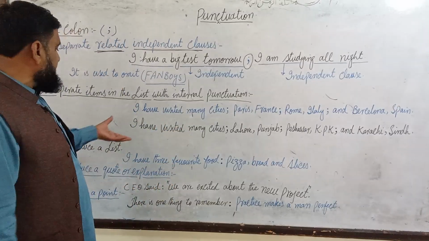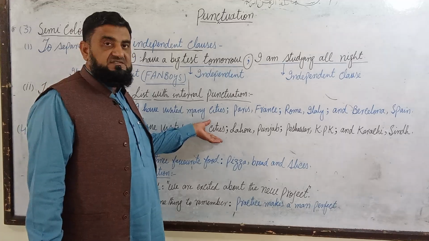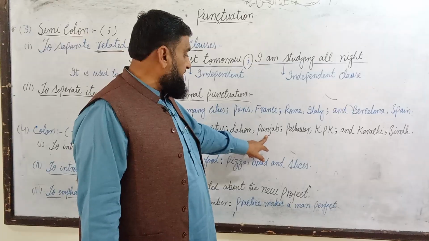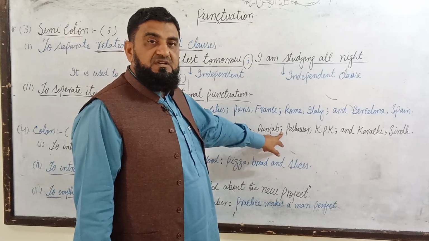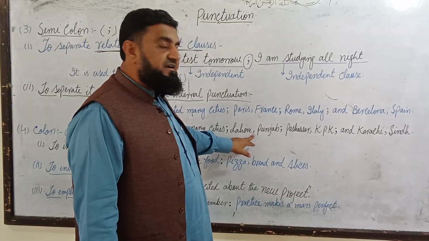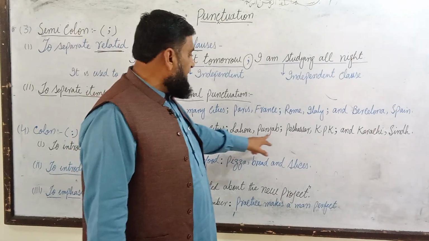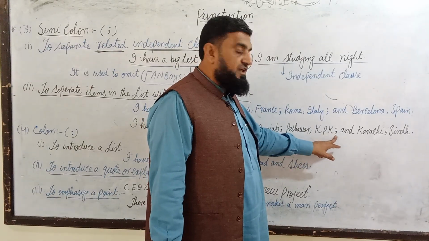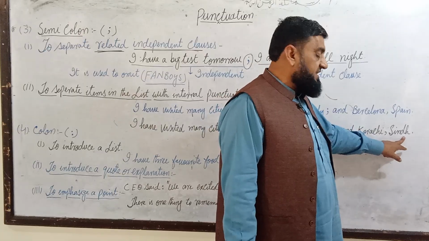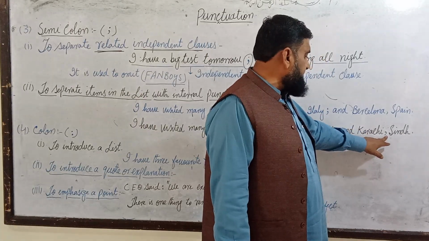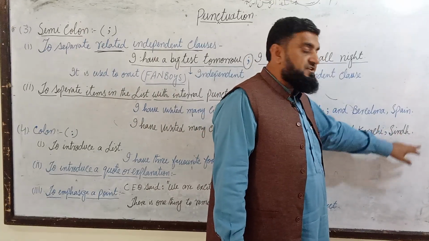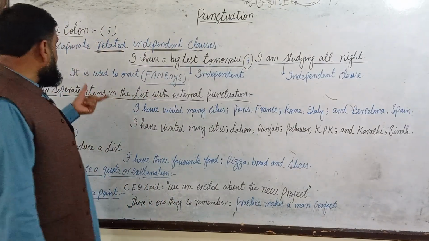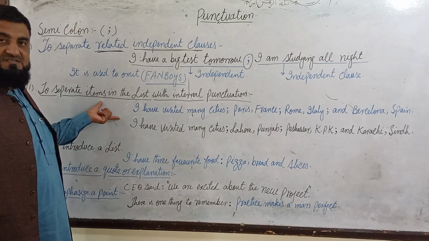The same is the case when there are provinces and the name of the city. I have visited many cities: Lahore, Punjab. Punjab is the name of a province. We will separate through a semicolon, and the internal punctuation comma as well. Peshawar, KPK. So, Peshawar, internal punctuation, KPK, the name of the province. And Karachi, Sindh. Karachi and Sindh must be separated by a comma, and after Sindh, a full stop, because that is the end of the sentence. So, we have these important usages of the semicolon.